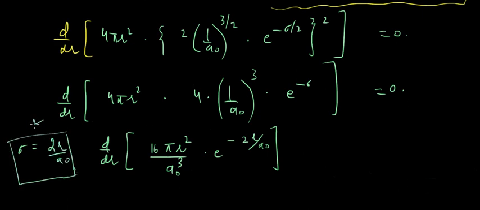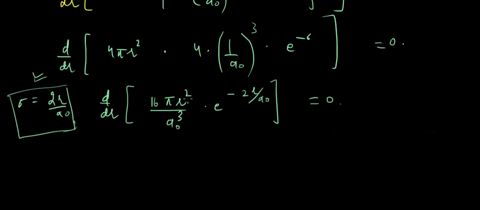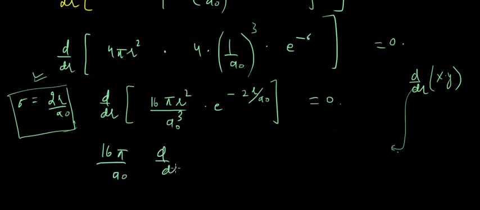This would be equal to 0. So just applying the d by dr of x dot y property here in the next line, obviously 16 pi by a naught cube would be thrown out of the equation, and it would be d by dr of r square into e to the power minus 2r by a naught. So this is x, this is y, equals 0.